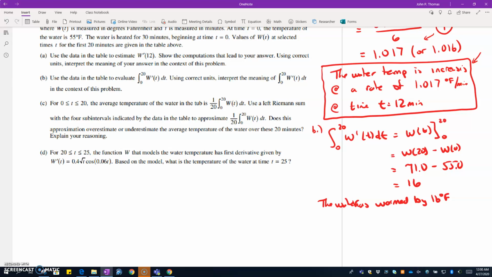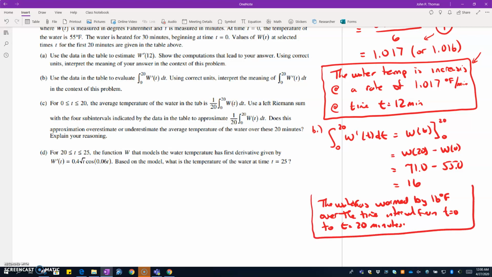By how much? And then we're going to tell it when. So over the time interval from t equals 0 to t equals 20 minutes. So we've established what we're finding, the water warmed. By how much? 16 degrees Fahrenheit. And then when, over the time interval from t equals 0 to 20. Most common mistake is leaving off that interval over which it happened, and that is super important. It'll cost you a point if you leave this off.